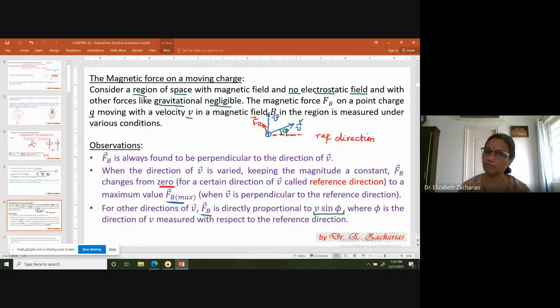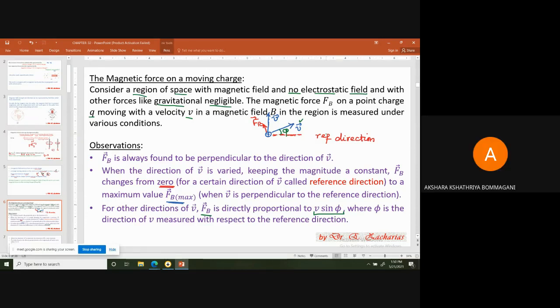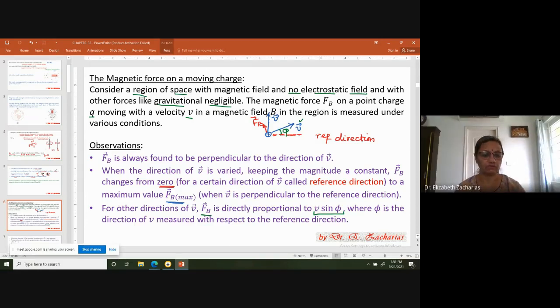It is proportional to V, the speed, and also proportional to sine phi, where phi is the angle that the V vector makes with the reference direction. Are all these points clear, guys? Yes, miss. Right. Okay, now let us go ahead and see the rest of the observations.